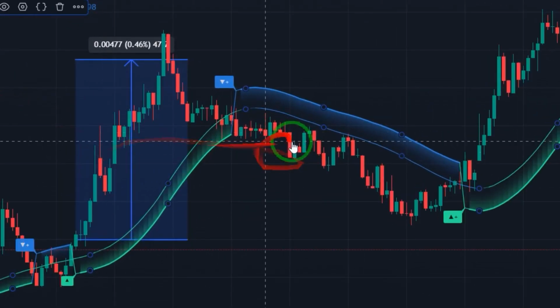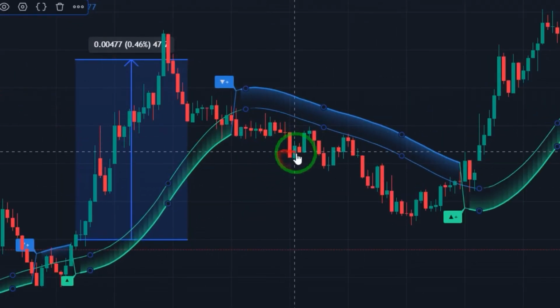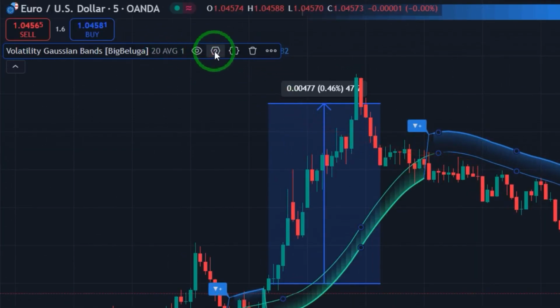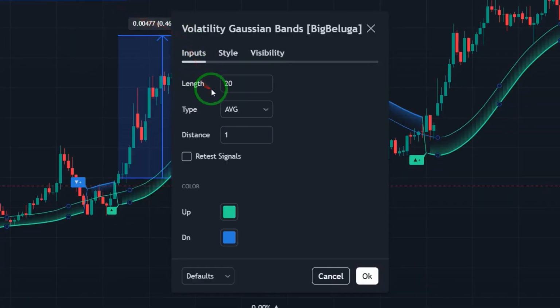For this, you have 2 options. The first is to double-click on the indicator, and the second is to click on the gear icon. After that, you should change the values you see. Make sure to do this correctly.